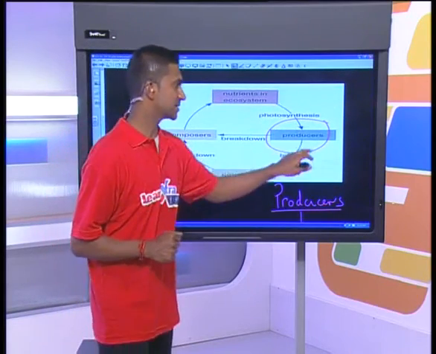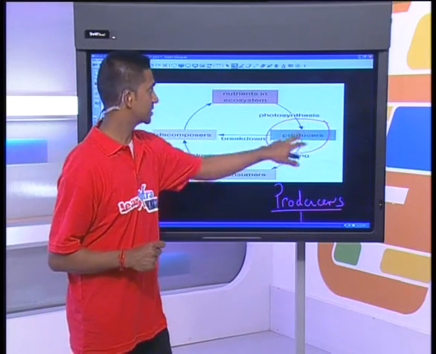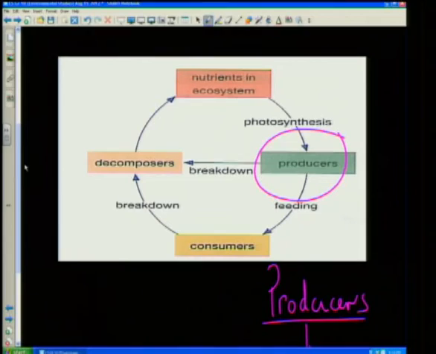So photosynthesis is a key process where organisms utilize energy. They use the radiant energy from the sun, then they convert that into chemical energy. This energy is then trapped in plants, as well as in aquatic organisms that can photosynthesize, and that energy is then available to your consumers.